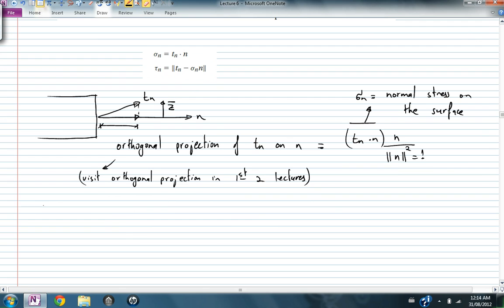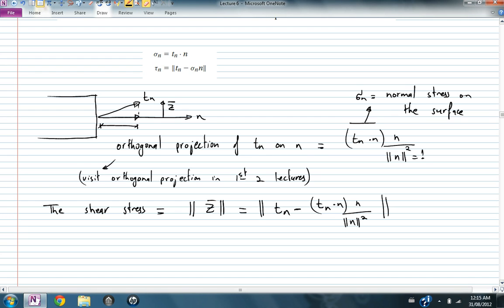Now the shear stress is defined as the norm of the remaining component, the size of the remaining component. Now the remaining component is in fact equal to Tn minus its orthogonal projection, and the orthogonal projection is this. And this gives me the shear stress on that plane.